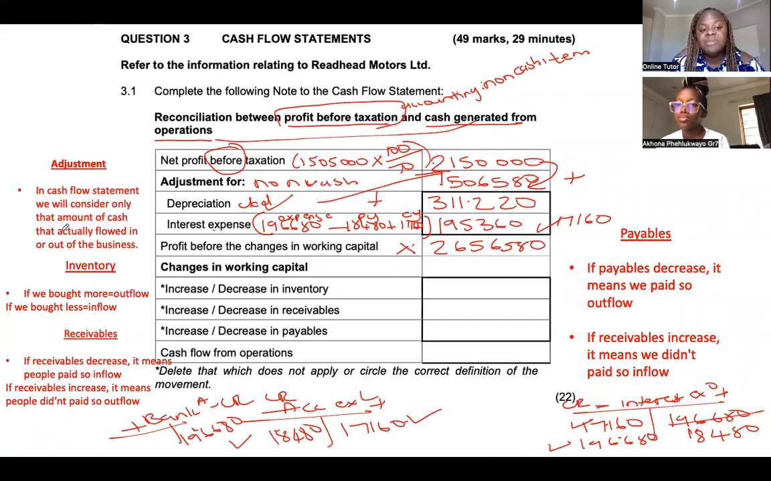I wanted you to just remember that with inventory, for example, do you agree with me that if our inventory increases, I just made notes for us here quickly, if we bought more, it means money went out. Outflow. And if our inventory decreases, it means money didn't go out, so that would be an inflow. And with our receivables, if our receivables decrease, it means people paid us, so that's an inflow. And if our receivables increase, it means people didn't pay us, so that is an outflow.